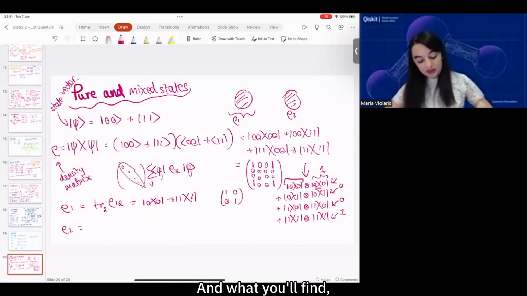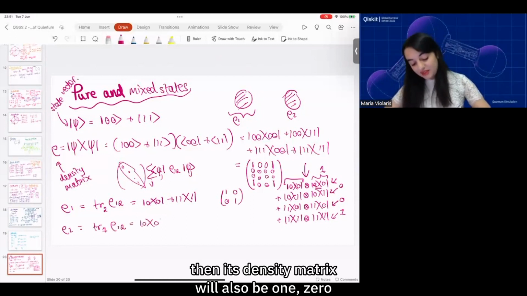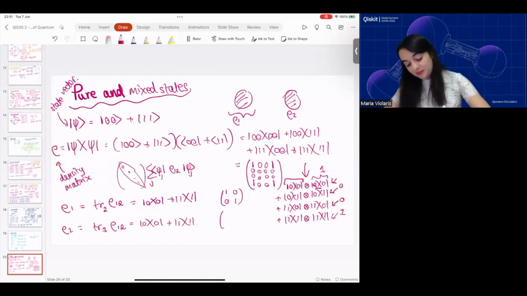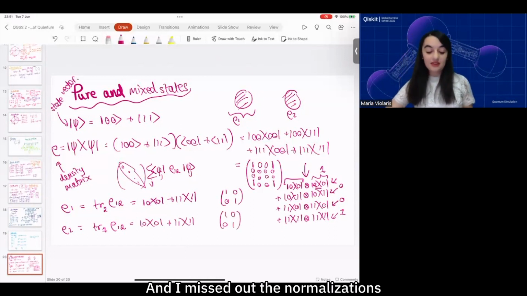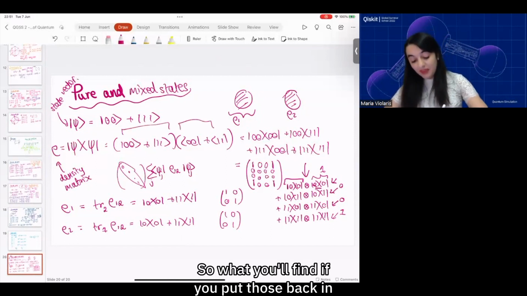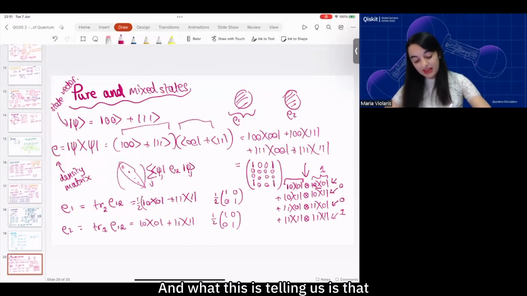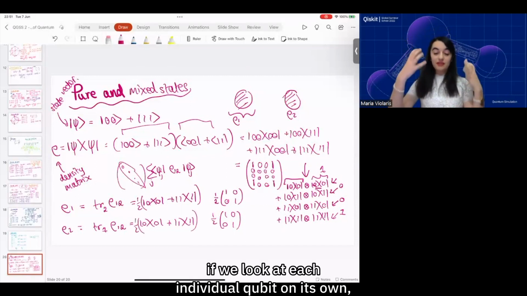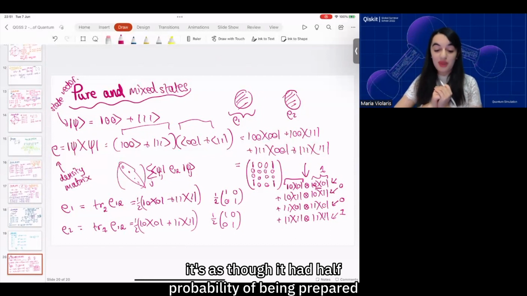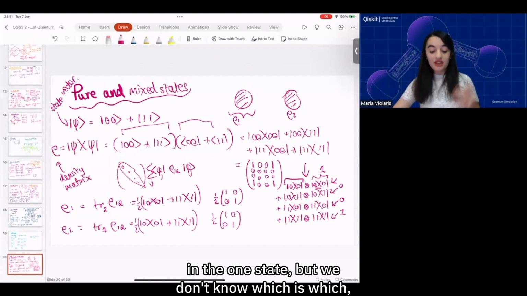And what you'll find if you do the same for the second qubit, then its density matrix will also be 1, 0 plus 1, 1. And I missed out the normalizations when we were doing this multiplication. So what you'll find if you put those back in is we end up with a factor of 1/2 here. And what this is telling us is that if we look at each individual qubit on its own, it's as though it had half probability of being prepared in the 0 state and half probability of being prepared in the 1 state, but we don't know which is which.